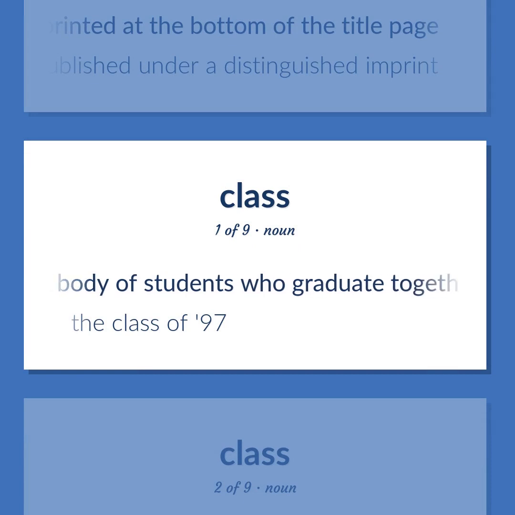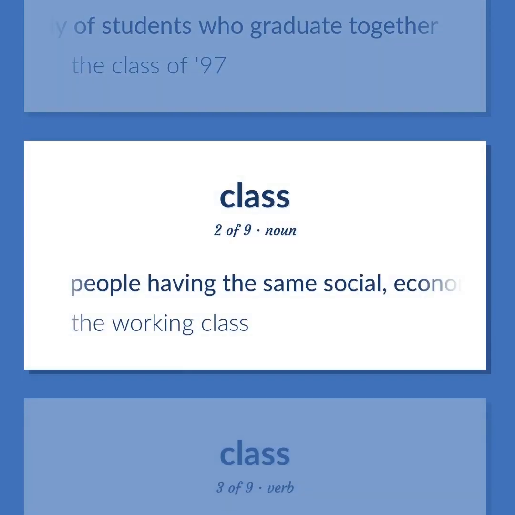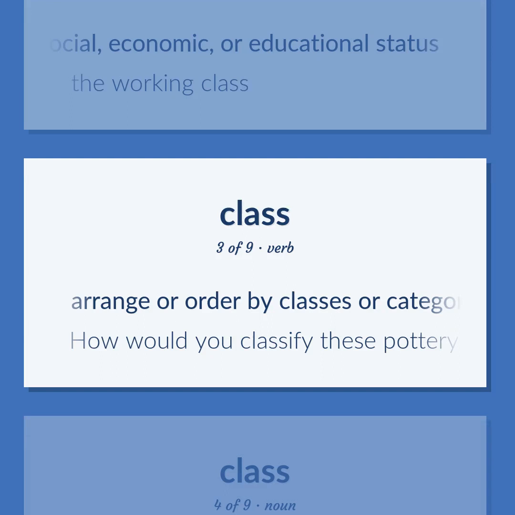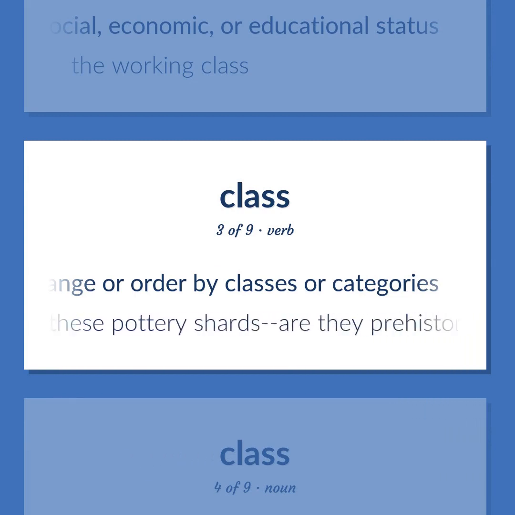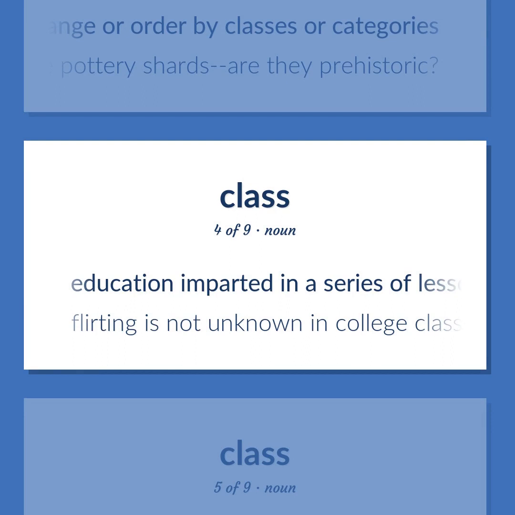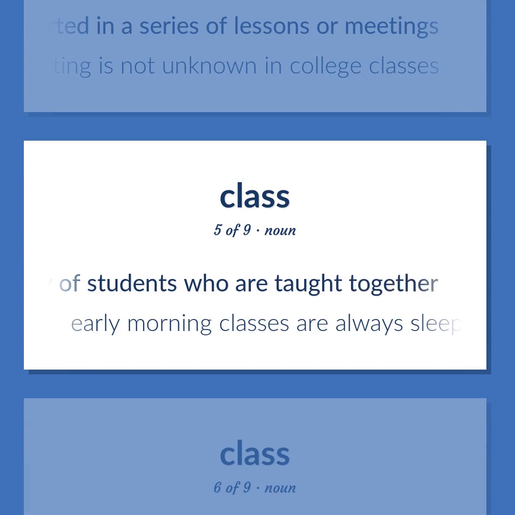A body of students who graduate together. The class of 97. People having the same social, economic, or educational status. The working class. Arrange or order by classes or categories. How would you classify these pottery shards? Are they prehistoric? Education imparted in a series of lessons or meetings. Flirting is not unknown in college classes. A body of students who are taught together. Early morning classes are always sleepy.